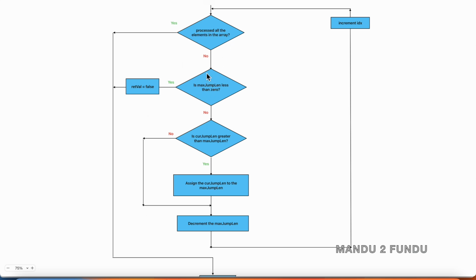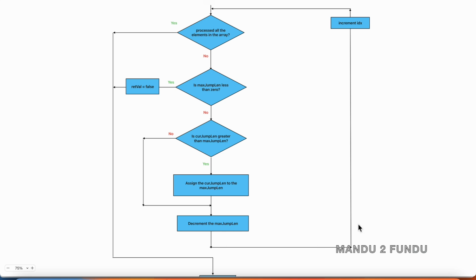Otherwise we enter and we check whether the max jump length is less than 0. If so, we cannot move forward from that current index, so we set the return value to false and return. Otherwise we check whether the current jump length of the index we are visiting right now is greater than the max jump length that we are tracking. If yes, we assign the current jump length to the max jump length variable. Otherwise we skip that, and after visiting each index we decrement the current value of the max jump length variable.